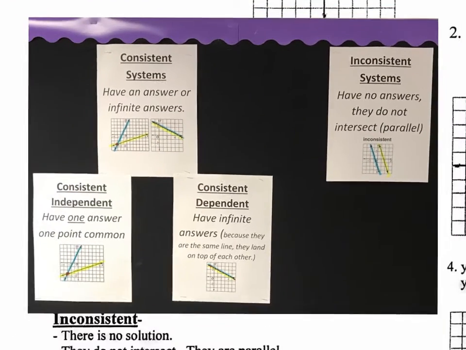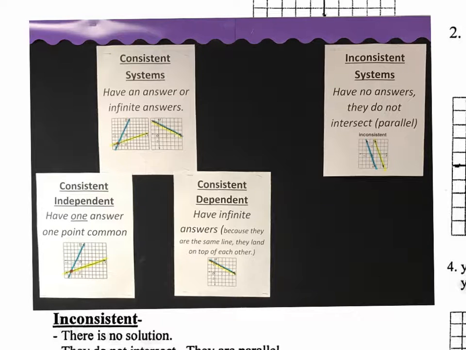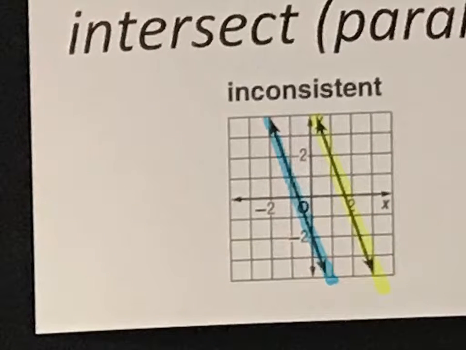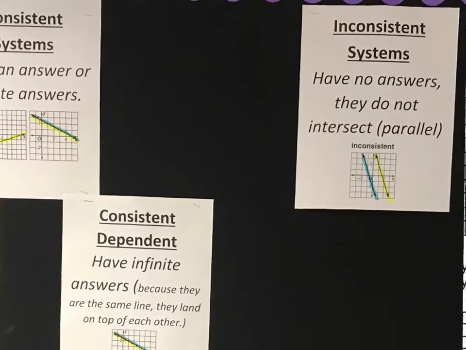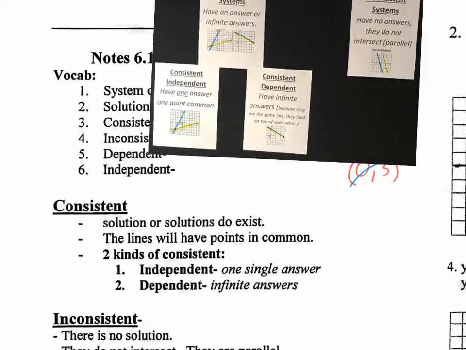This is on the wall. Once again, final time I say it, consistent means that there's answers. Now there's two types of consistent systems. There's a consistent independent, which means it only has one answer, and there's a consistent dependent, which means an infinite amount of answers. These are consistent systems. Two types, independent, dependent. These are inconsistent, which means they have no answers. Again, remember, no points in common means that they don't share any answers, so it would be a no solution system if I asked you to graph one of those or solve one of those.